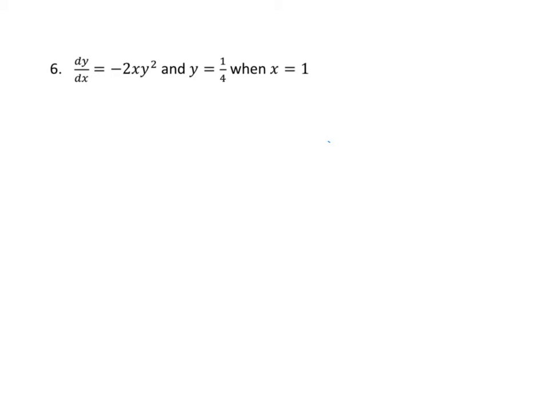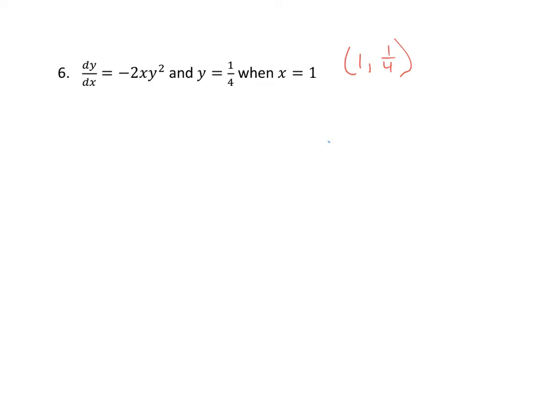For number 6, we're given y is 1/4 when x is 1. So that would be the point (1, 1/4). So I'm going to have 1 over y squared dy equals negative 2x dx. Y to the negative 2 dy equals negative 2x dx. So remember, all fractions we want to rewrite as negative exponents except when the exponent is negative 1.